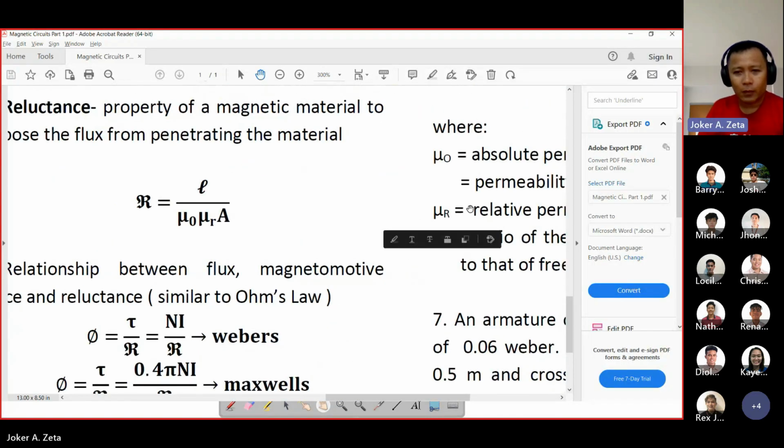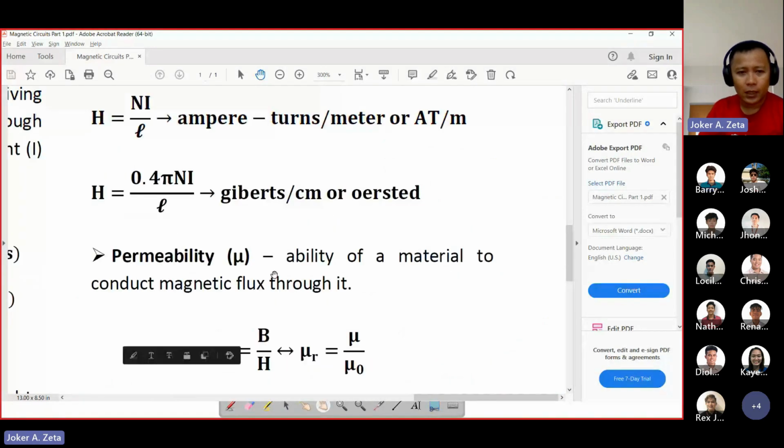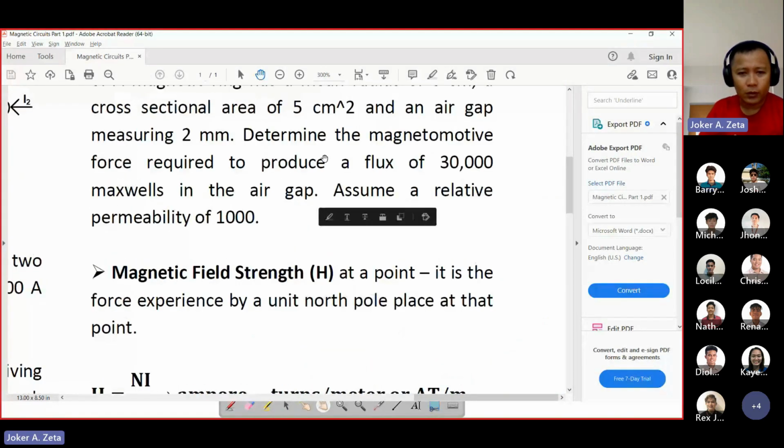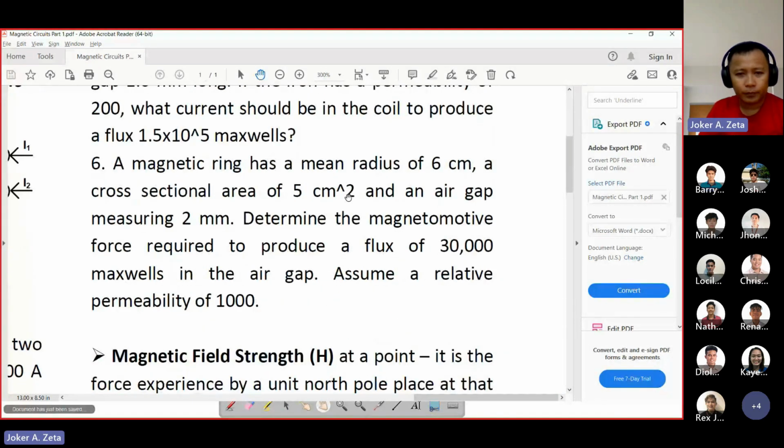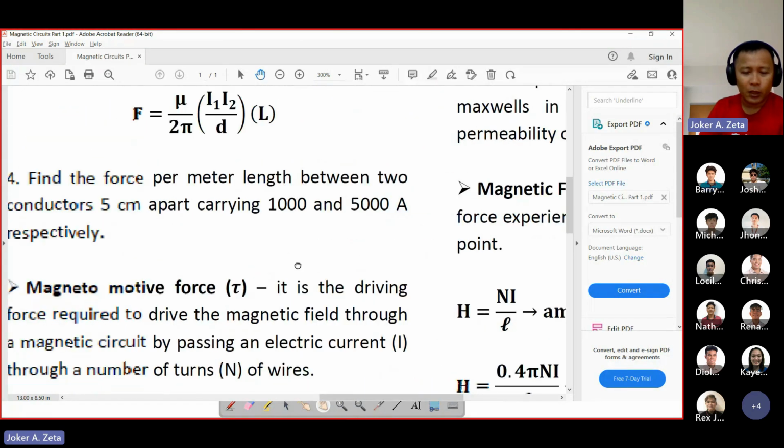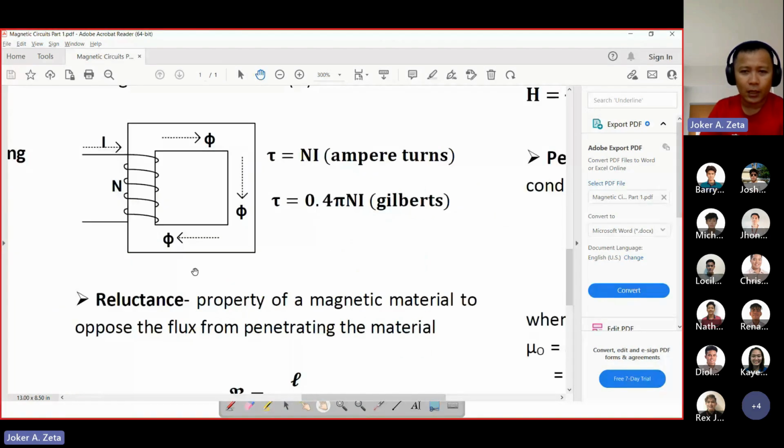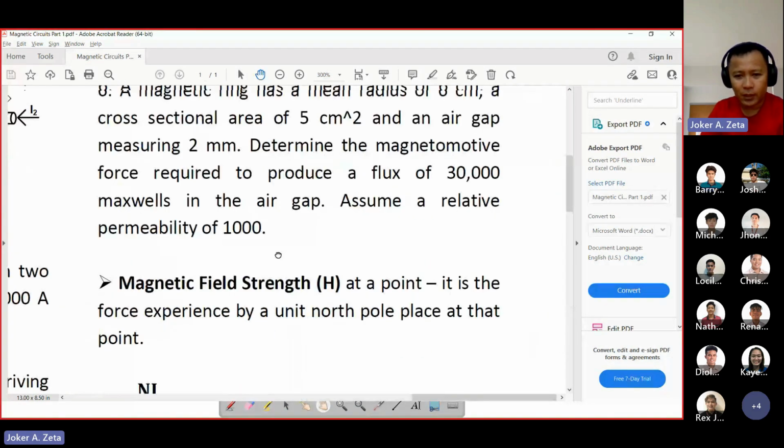We could not solve everything, including sample number 2, but we will do it face-to-face. By Monday, we will continue discussing and I will continue solving this example problem number 6, which again relates to magnetomotive force and reluctance.